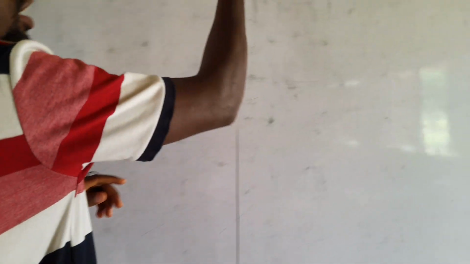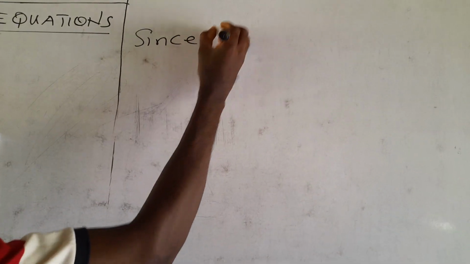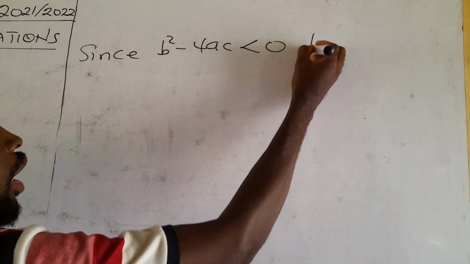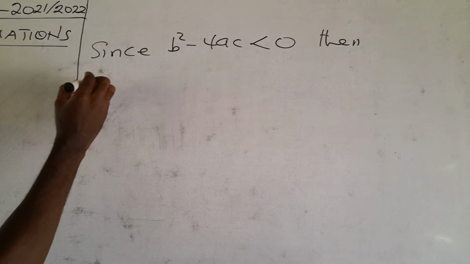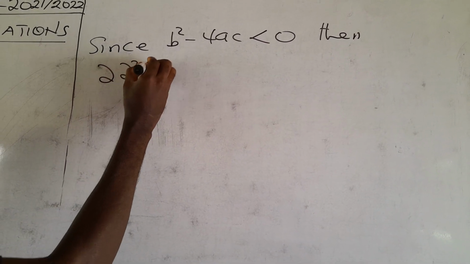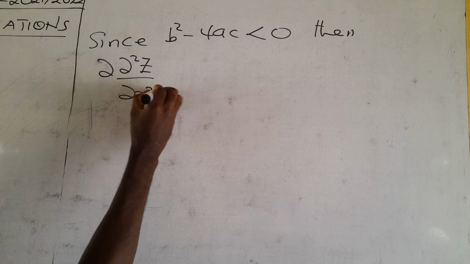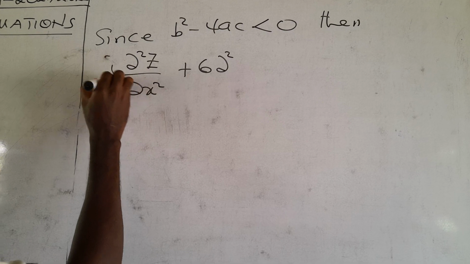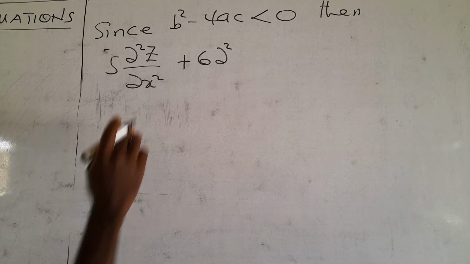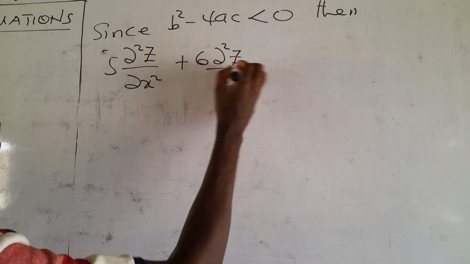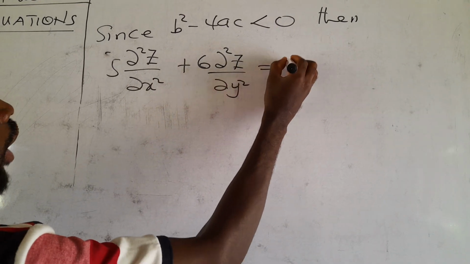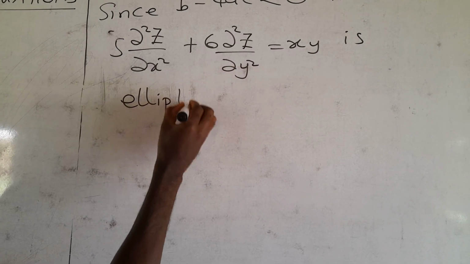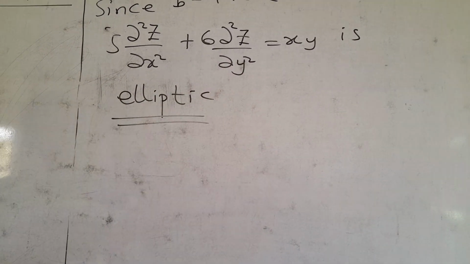So we say since our b squared minus 4ac is less than 0, then the partial differential equation, which is 5 del square z over del x square plus 6 del square z over del y square equal to xy, is elliptic. I hope you get that.